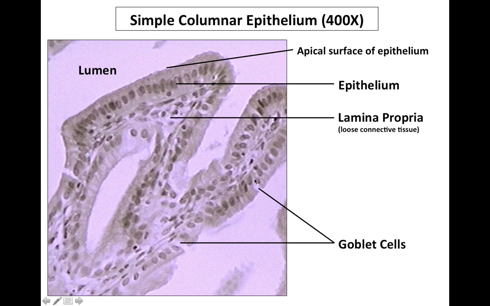Goblet cells produce mucus, and that mucus is secreted from the cell here into the lumen. It will coat the level of the epithelium that is apical. That way, anything inside of this hollow organ slides through it more easily.